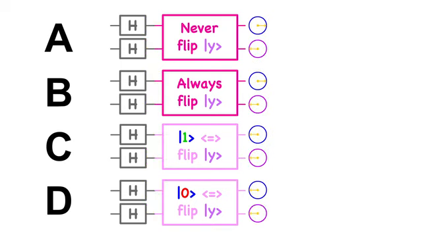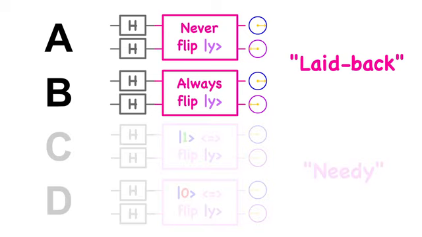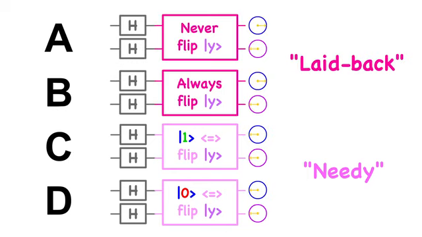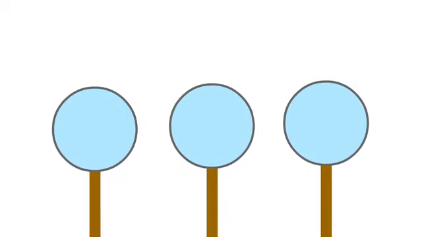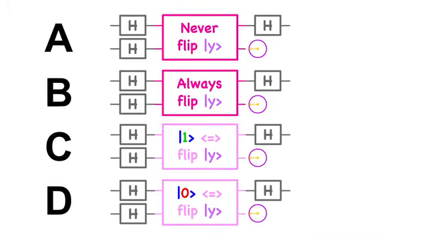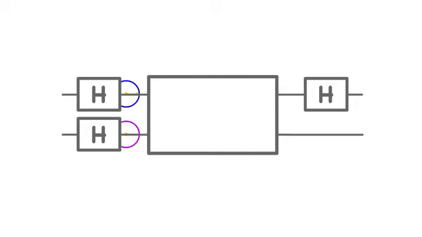As a reminder, we are trying to figure out whether the circuit is laid back or needy. In the laid back cases, qubit x faces right. In the needy cases, qubit x faces left. But we can't measure this qubit yet, because superpositions collapse randomly to a 1 or 0. All we need to do is pass it through the Hadamard gate once more. Now, qubit x only comes out as a 0 when the circuit is laid back, and only comes out as a 1 when the circuit is needy. Problem solved.